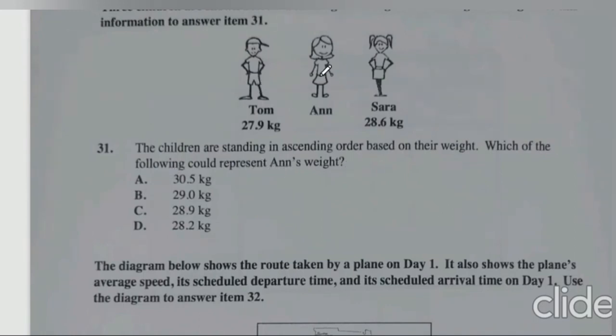So it means Anne is heavier than Tom, but she weighs less than Sarah. So we need to find a number that comes between 27.9 and 28.6, one of those numbers that falls thereabouts. 30.5 would be too big, too heavy, because that is heavier than Sarah. 29 is heavier than Sarah, so that can't be an option. 28.9 is also heavier than Sarah. 28.2 is lighter than Sarah but heavier than Tom. So our correct answer would be 28.2.